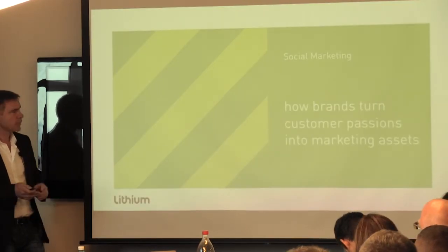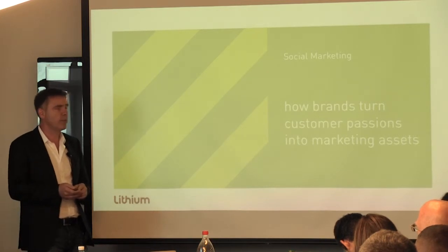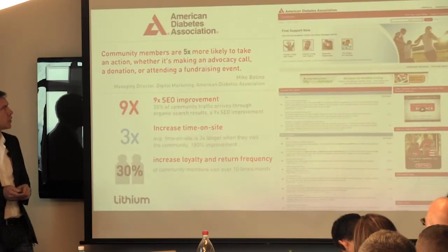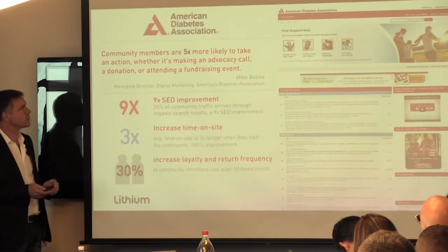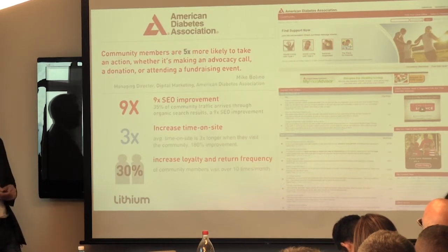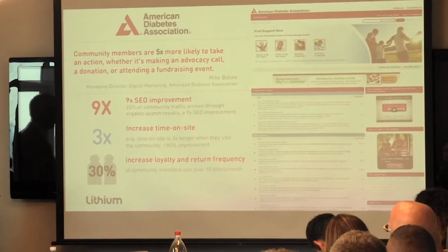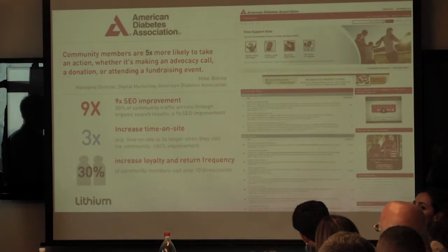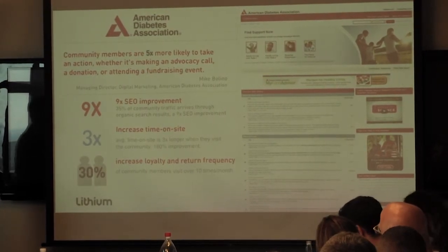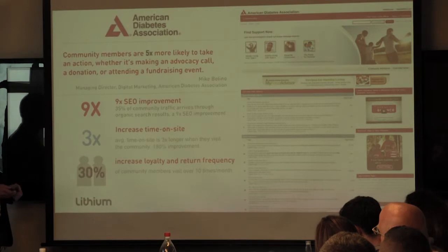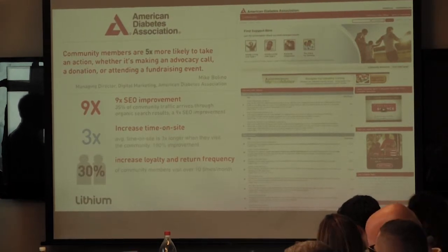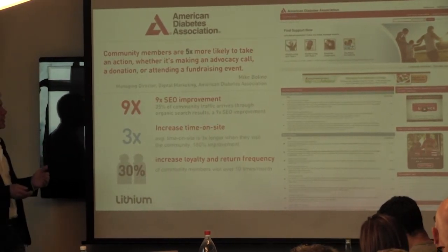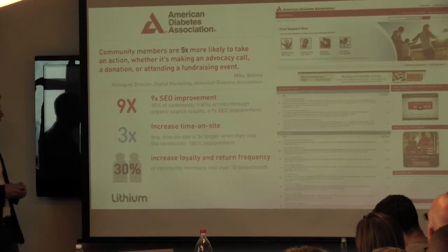So the next slide is about social marketing and how brands turn customer passion into marketing assets. And I'd like to show you the different use cases. The first use case is the American Diabetes Association. This is one of our customers, and they achieved a 9-times search engine optimization improvement simply by running a community. And today, most of their traffic is coming out of search engine optimization based on their user-generated content.